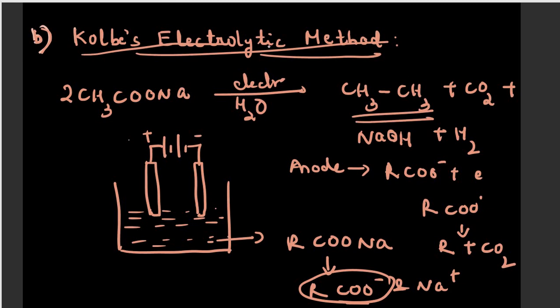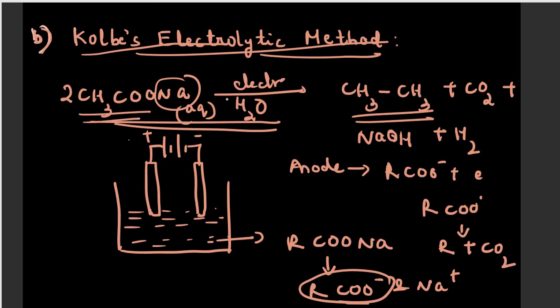So in the case of Kolbe's electrolysis process, electrolysis is taking place, and in this reaction we are taking an aqueous solution. We can either write it as water, or just an aqueous solution of the sodium, or even potassium, salt of a carboxylic acid, which is electrolyzed. And when it is electrolyzed, we are getting alkane plus byproducts CO2, NaOH and H2.